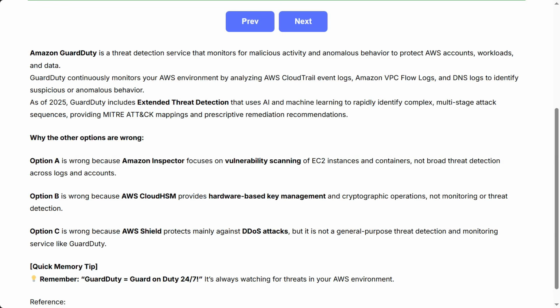Why the other options are wrong? Option A is wrong because Amazon Inspector focuses on vulnerability scanning of EC2 instances and containers, not broad threat detection across logs and accounts. Option B is wrong because AWS CloudHSM provides hardware-based key management and cryptographic operations, not monitoring or threat detection. Option C is wrong because AWS Shield protects mainly against DDoS attacks, but it is not a general-purpose threat detection and monitoring service like GuardDuty. Remember, GuardDuty equals guard on duty 24/7. It's always watching for threats in your AWS environment.